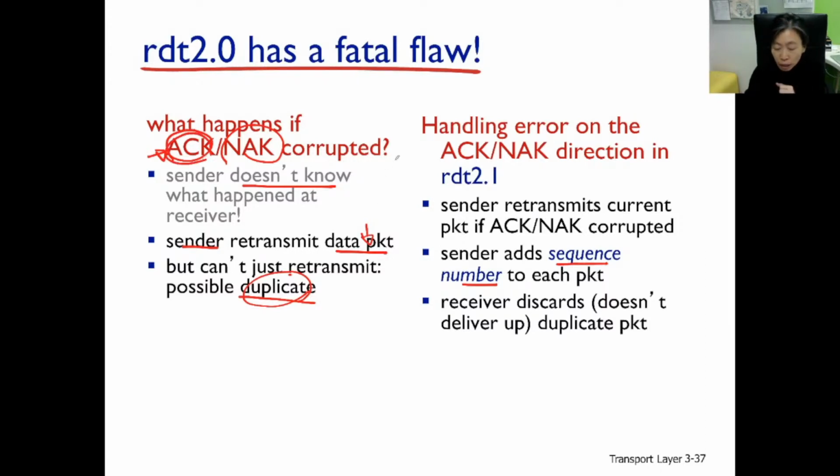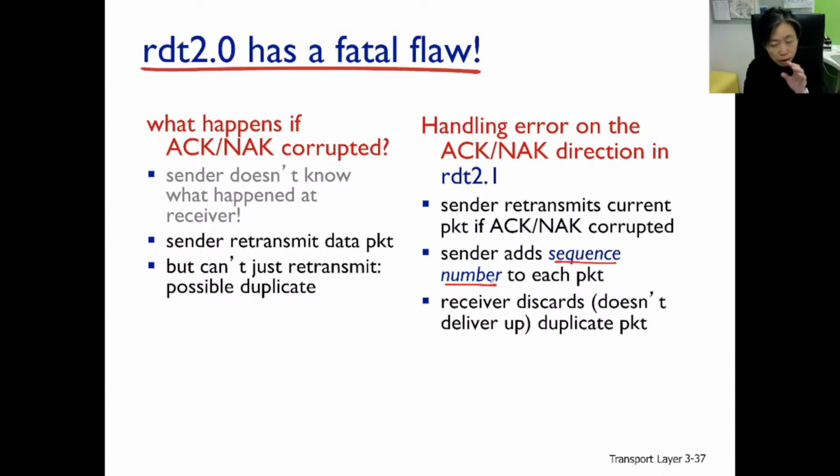Okay. So, as in RDT 2.0, the sender will just retransmit the current packet in case the feedback is corrupted. But the packet is going to carry a sequence number that will allow the receiver to tell whether this is a duplicate or not. In case the receiver detects it's a duplicate, it would discard the duplicated packet. And this is RDT 2.1. And there's one more thing we need to talk about. That tells a little bit about the sequence number requirement here.